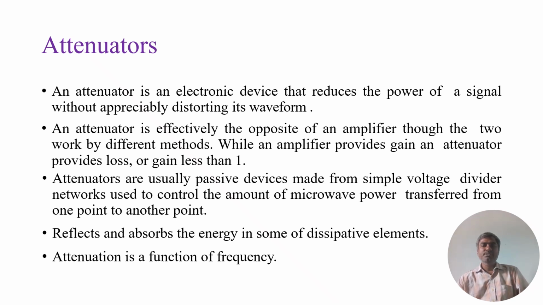An attenuator effectively performs the opposite function of the amplifier, where an amplifier amplifies the signal so it has effective gain, whereas an attenuator has gain less than 1. Attenuators are usually passive devices made from a simple voltage divider network used to control the amount of microwave power flowing from one port to another port, and they also reflect and absorb the energy in some form of dissipative elements. Attenuation is a function of frequency.